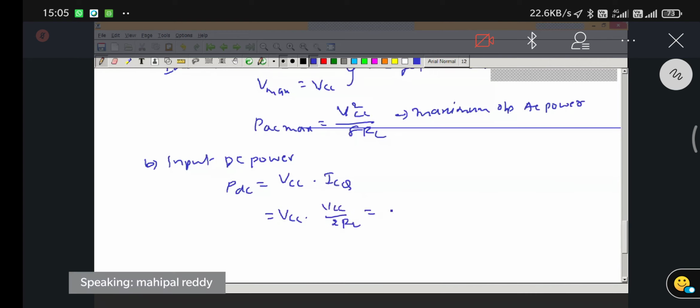From this we can say that the DC input power, PDC, will be VCC square by 2 RL.